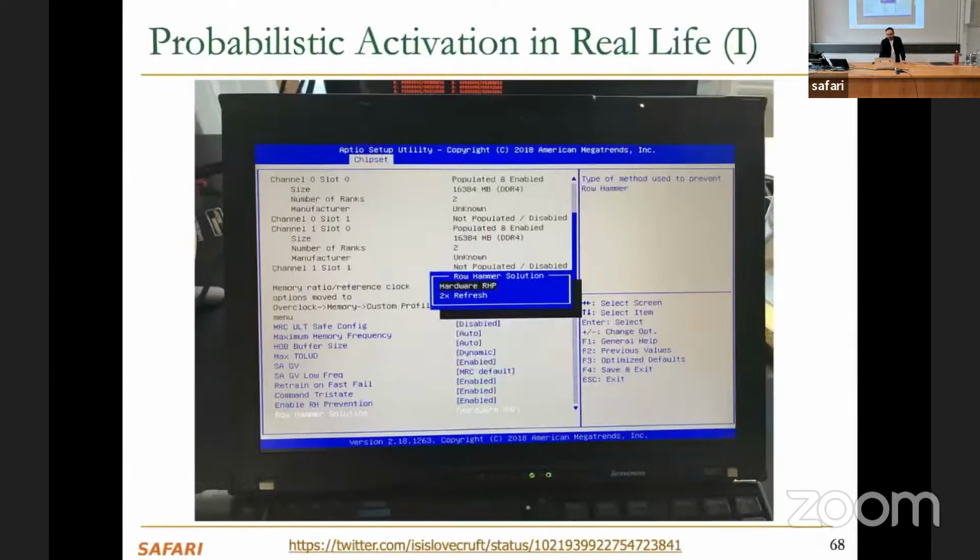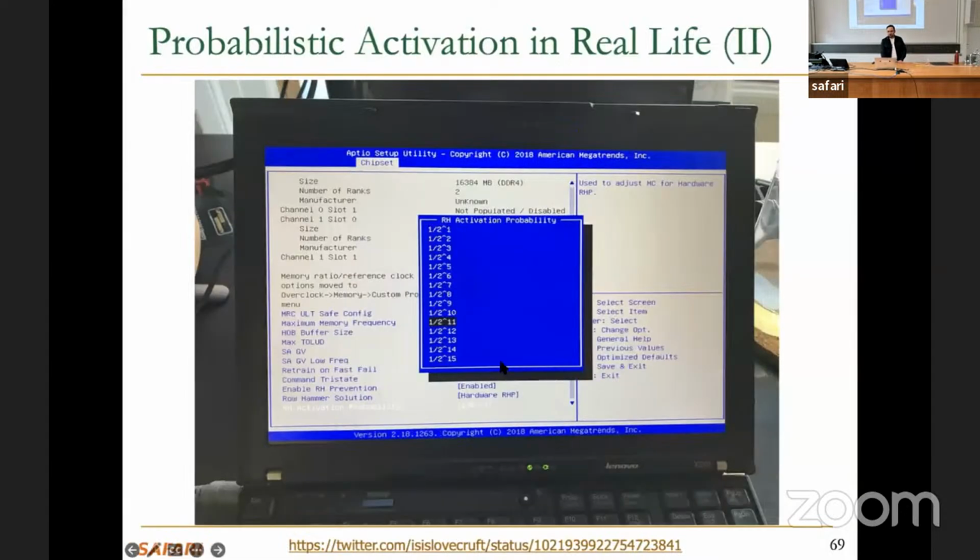This is a screenshot of a BIOS screen of an Intel system. They call this a RowHammer solution. I don't remember what the P stands for. Basically, you can either double the refresh rate as a RowHammer solution in your BIOS setting, or you can choose one of these RowHammer activation probabilities to perform those victim row refreshes in those systems.